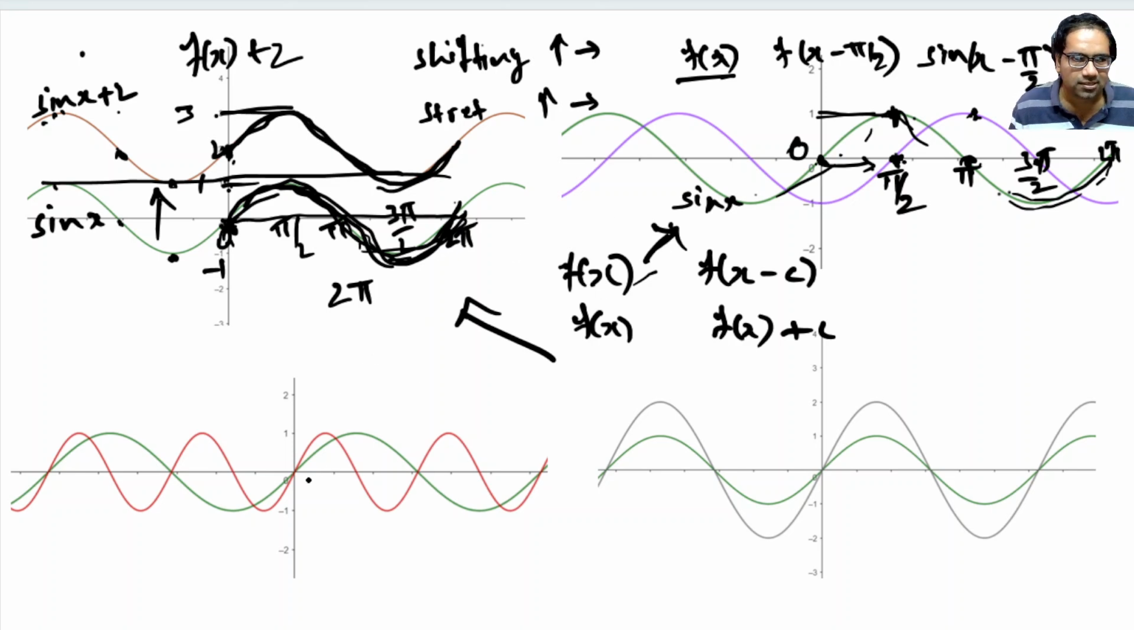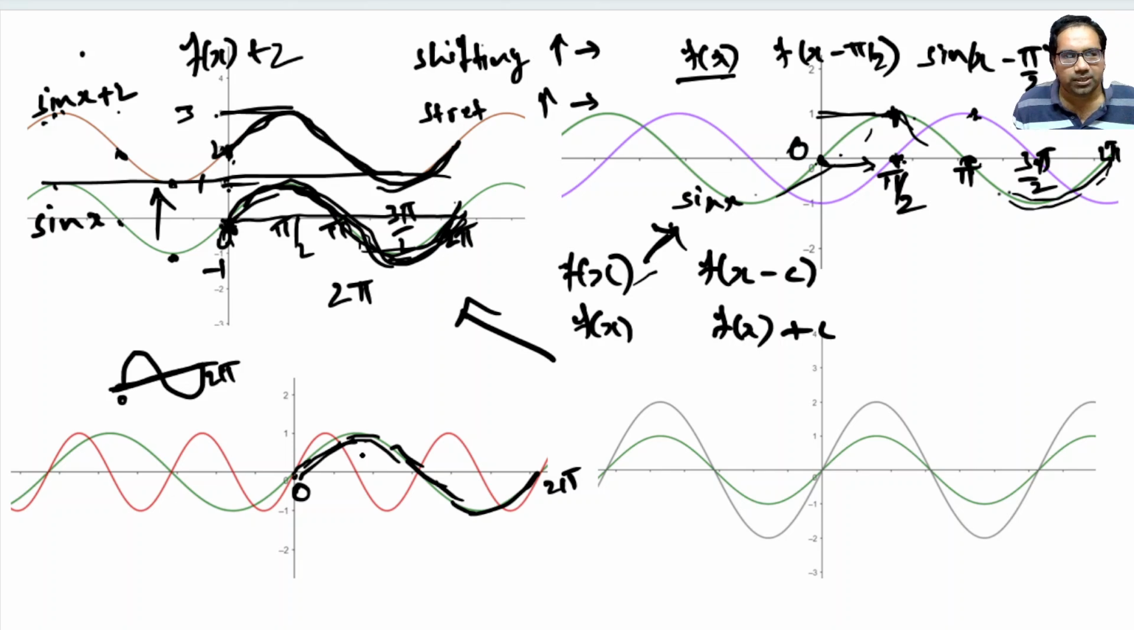Now, there is something about stretching. Let us take this case, again this graph. This piece is taking 0 to 2 pi. The length of this is 2 pi.